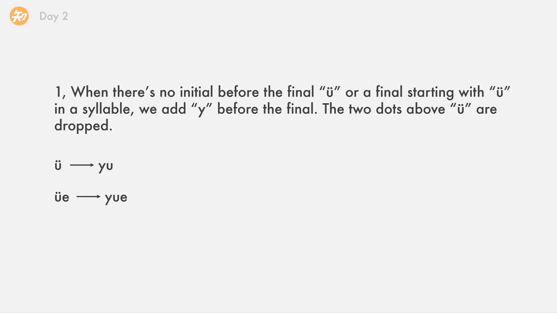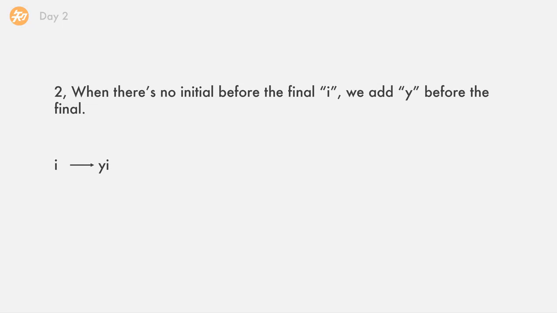Rule number one. When there is no initial before the final ü, or a final starting with ü, in a syllable, we add the initial y before the final. The two dots above the ü are dropped. As you can see here, ü becomes yu. The final ü changed to the initial y and the final u, and the two dots above ü are dropped. Also, you can see here, üe becomes yue, which is also the same. The initial y is added and the two dots of ü are dropped.